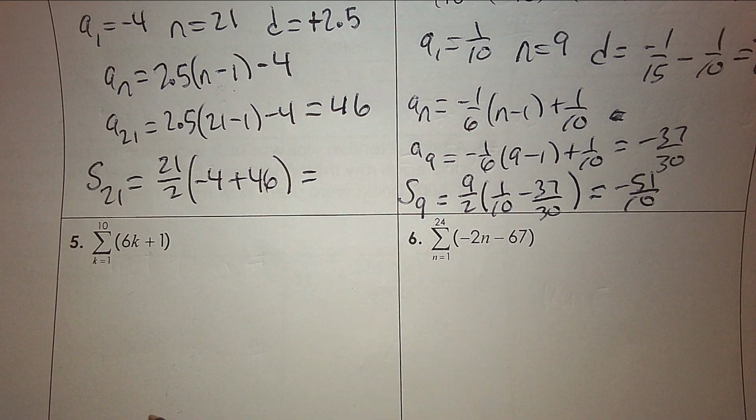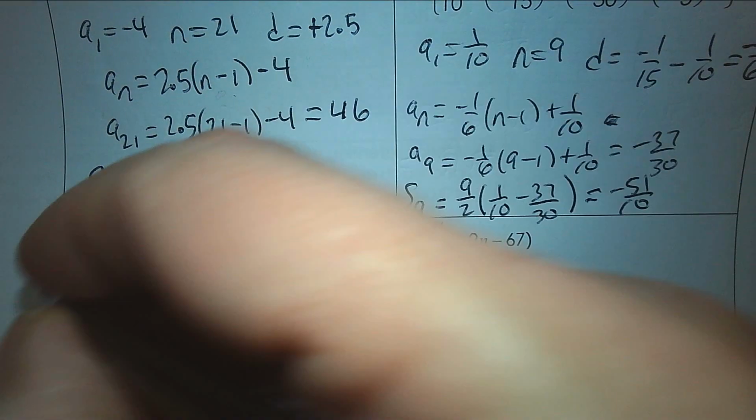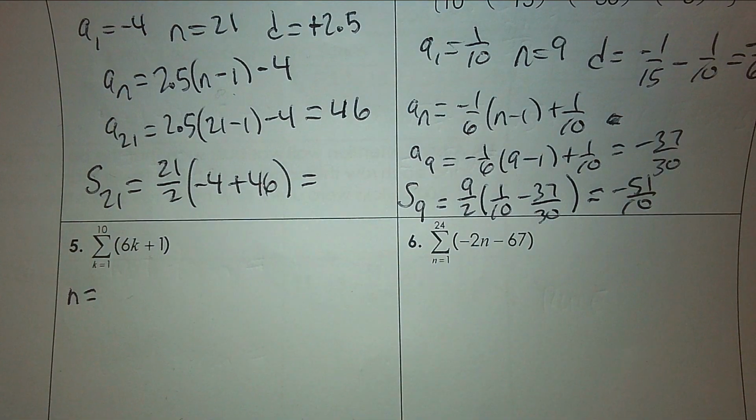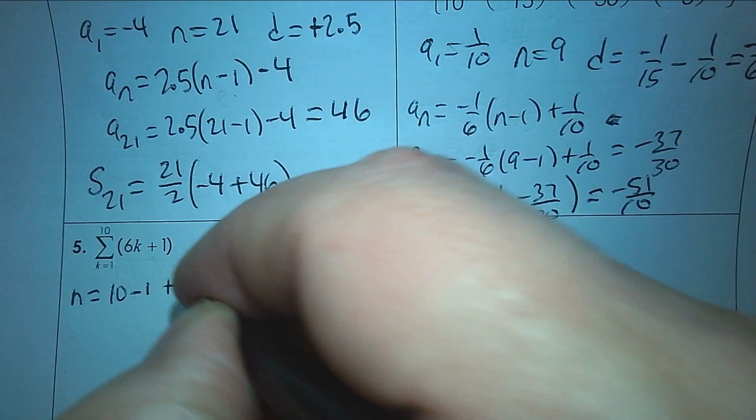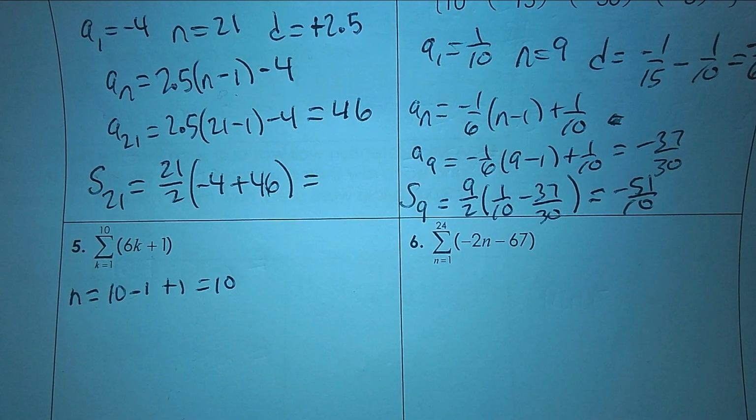Number 5. When it's in sum notation, or sigma notation, it's way easier, because all the information you need is quick to get. So what do I need to know? Remember how we found out how many terms there are? Top, subtract, bottom, and then what? Add 1. So if I go from 1 through 10, how many terms are there?